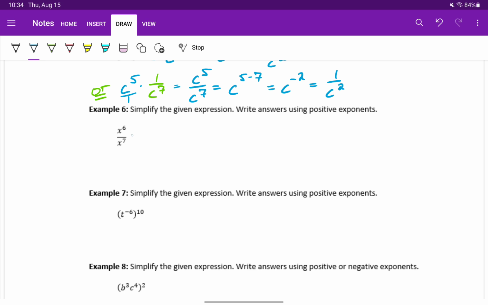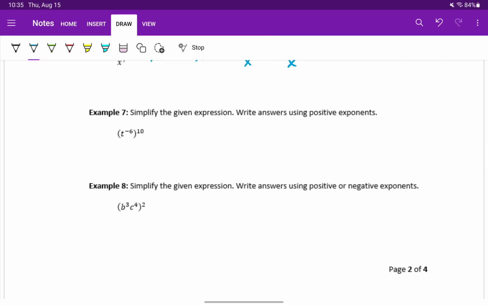In example 6, now we have something where we would look at using the quotient rule. This would become x to the 6 minus 7, which would give us x to the negative 1 power. But again, we want our answer to explicitly use positive exponents. So we would use that negative rule to flip this over as 1 over x to the 1st power, or more simply just 1 over x. In example 7, we have a power raised to a power, so we'll multiply those together. So this will become negative 6 times 10, or t to the negative 60. And then making sure we're again using only positive exponents, we would flip this to become 1 over t to the 60th power.